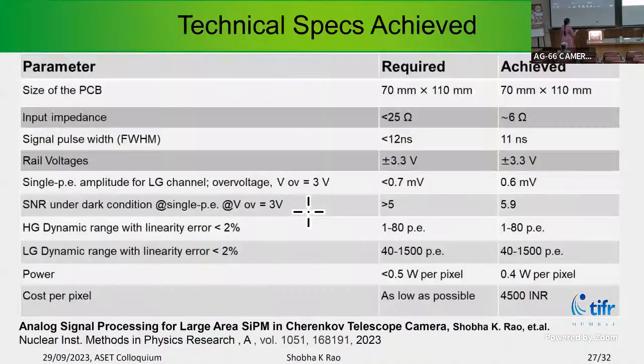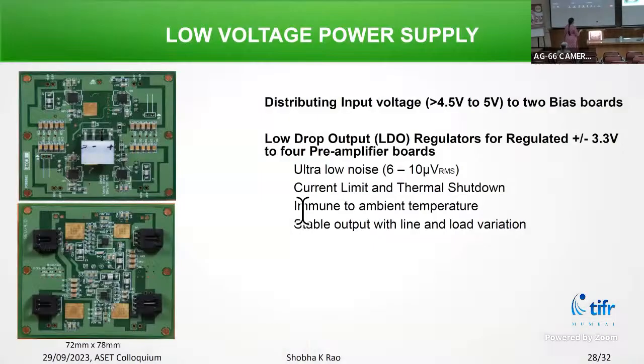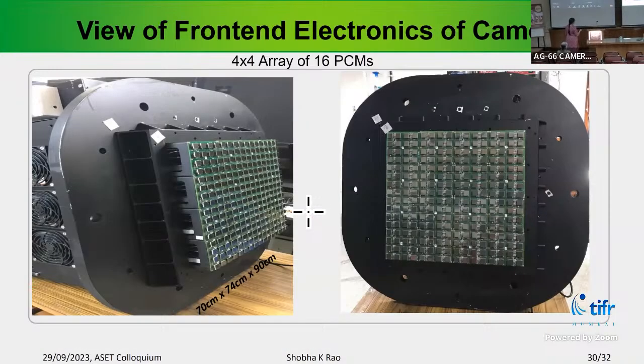And this I want to explain, and this is the technique. Now I'm almost done. So you can see, this is our 4x4 PCM array housed inside this camera housing. This is our entire camera. SiPMs are plugged on it. This is the front view. And the size of our camera is 70 centimeter by 74 centimeter by 90 centimeter.